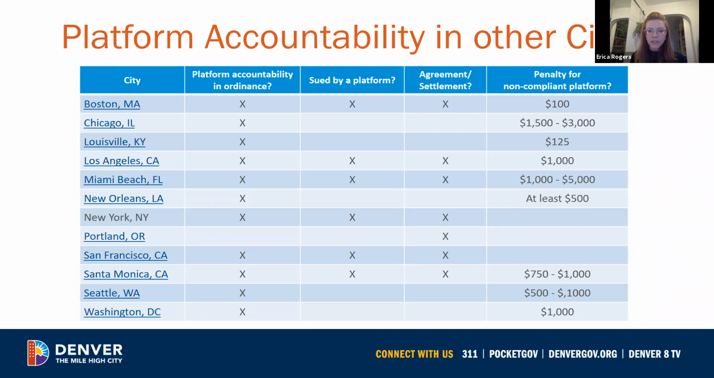And there has been some legal action. I know we talked about that last summer, resulting in some settlements or agreements between those cities and the platforms that operate there. Finally, as you can see, most of the cities list explicit penalties for noncompliance. So similar to how many cities started regulating hosts and requiring licenses, this is a trend that we're seeing across the country and globally as well.